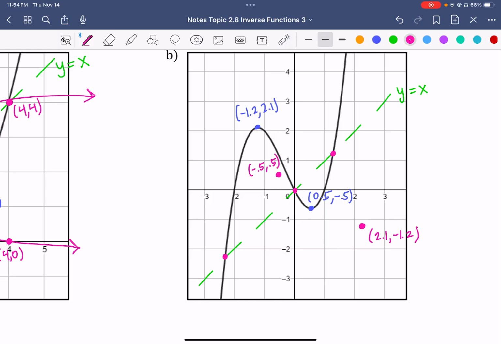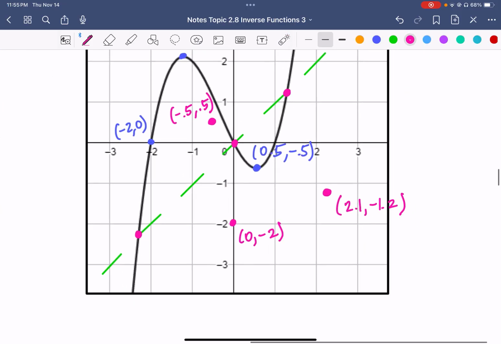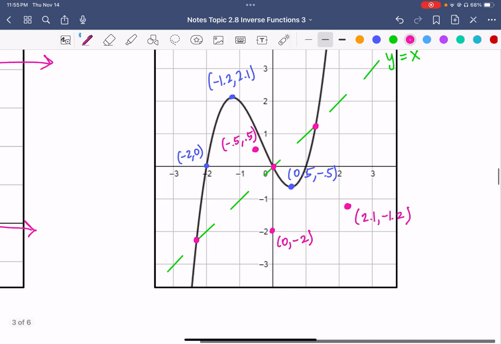Okay, now let's see if there's other points. I see this one that is at negative 2, 0. If I take the inverse, that would be at 0, negative 2. And let's see what else we have. Okay, I don't see anything that's perfectly aligned. So let's see if we can make the sketch with just these points. So this should go this way.